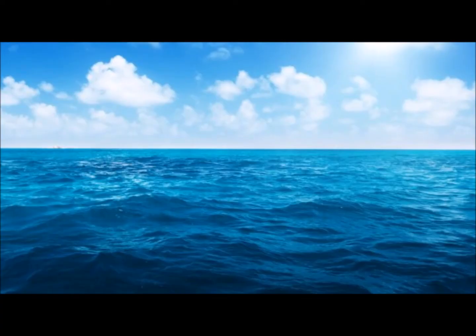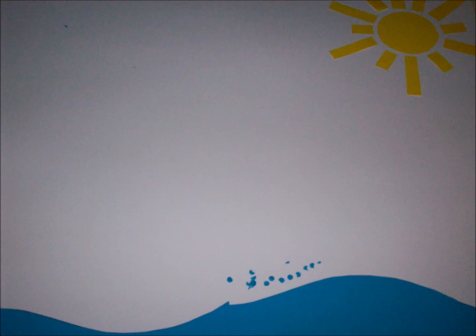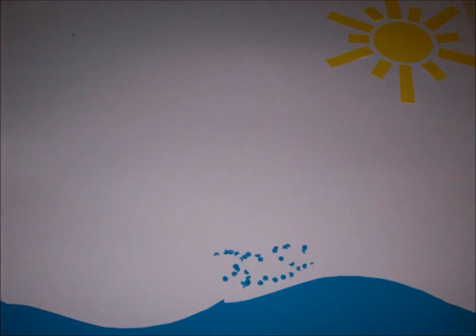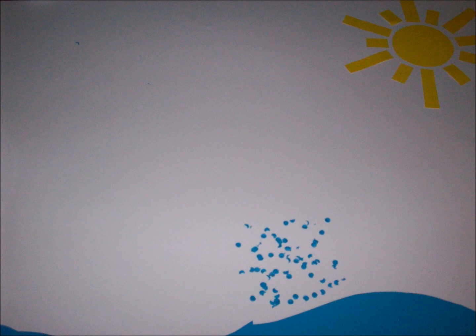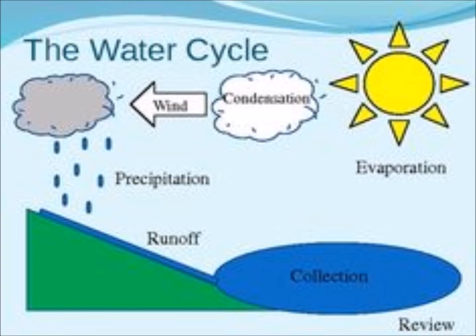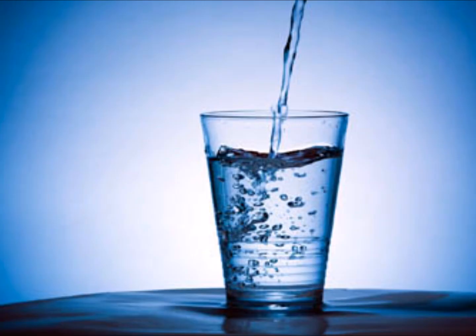But the cycle does not end with runoff, as the water flows back into the ocean and the cycle of evaporation and condensation and precipitation begins anew. It is important to note that during the water cycle, no additional water is added to the system. This means it is important to practice sustainable water use to ensure we have enough water to meet all our needs in the future.